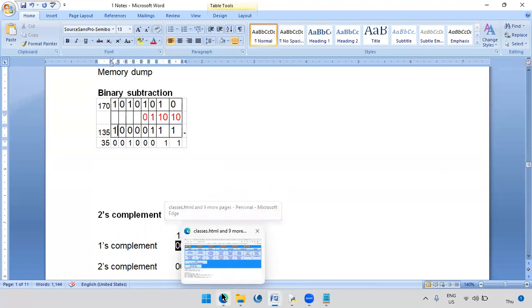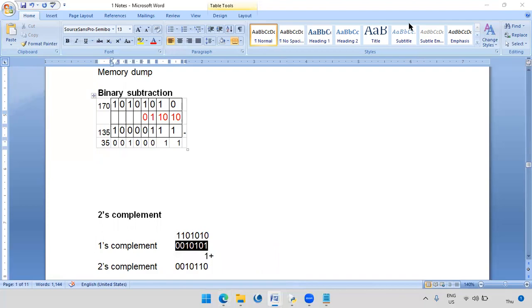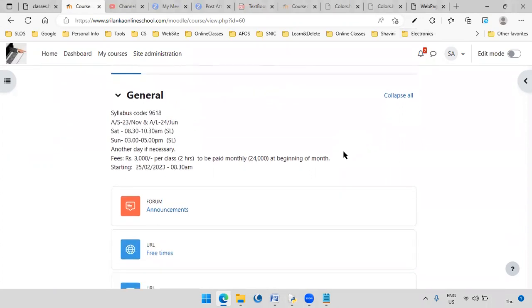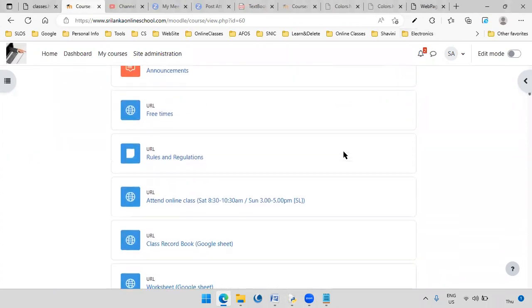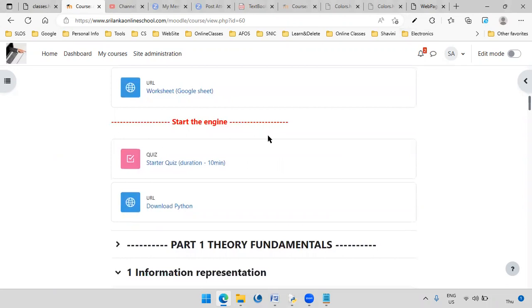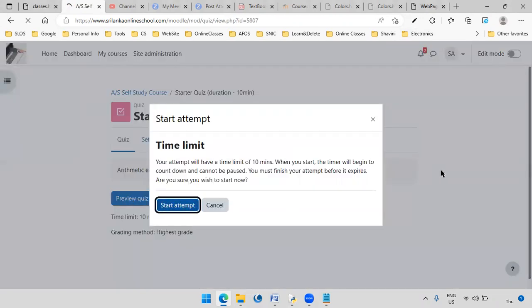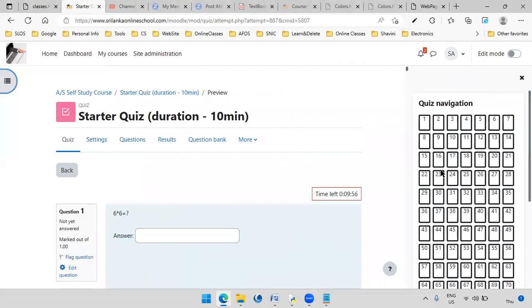I have given a thing for a quiz for you. I'll show it in a minute. Suppose here, if you start from the top, you will have this one, start the engine. Start a quiz. Duration, 10 minutes. There is a total of 100 questions, times tables. So you have to be very thorough. 100 questions are there and the time is running.